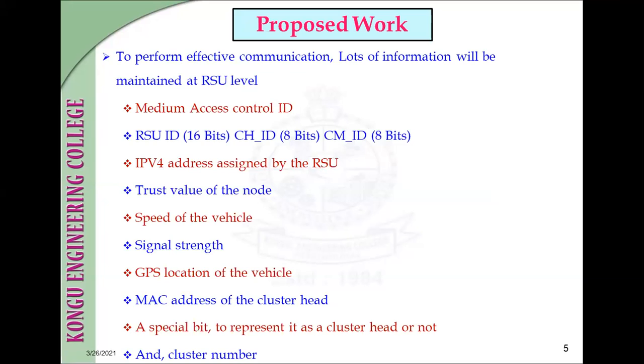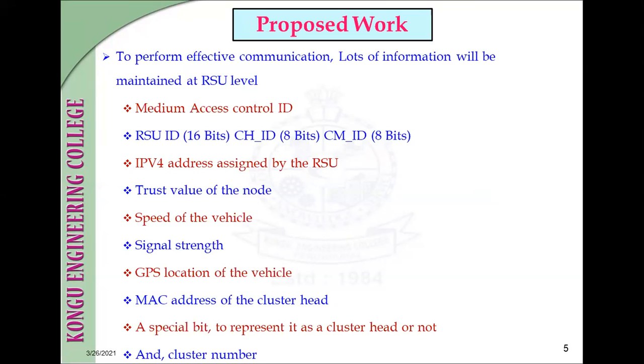And to perform effective communication, lots of information is maintained at the RSU level, because the RSU needs to maintain all this information to monitor the vehicles that travel in its coverage distance. So it has to maintain the medium access control ID and all this 32-bit information: which RSU it belongs to, which cluster head it is under, and what the cluster member is. All this information needs to be maintained by the RSU, and the IPv4 address assigned by the RSU.